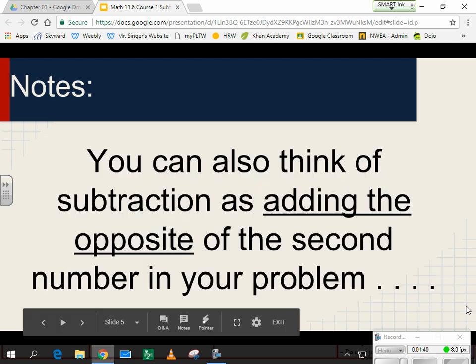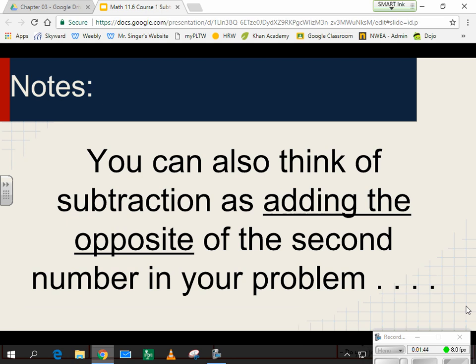All right, so the other way you can also think of this, and you can write this in your notes if you want, when you're subtracting, it's like you're adding the opposite of the second number in your problem. There's 2 numbers you got to subtract. We'll talk about how it's really adding the opposite of the second. We'll get into that right now.